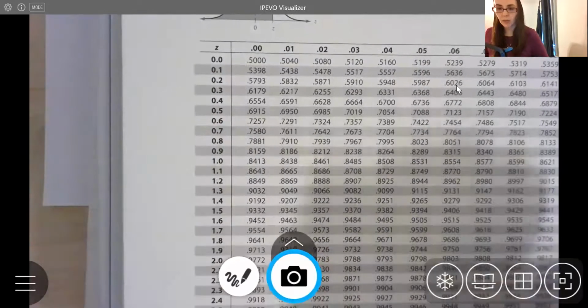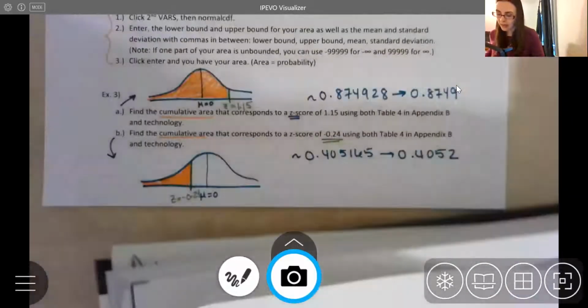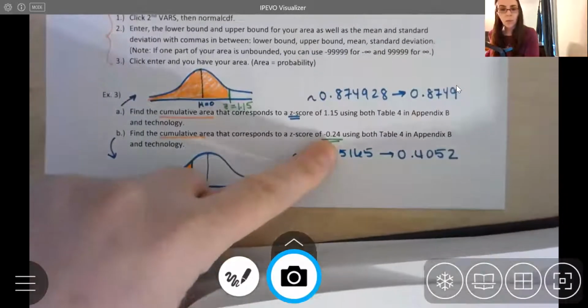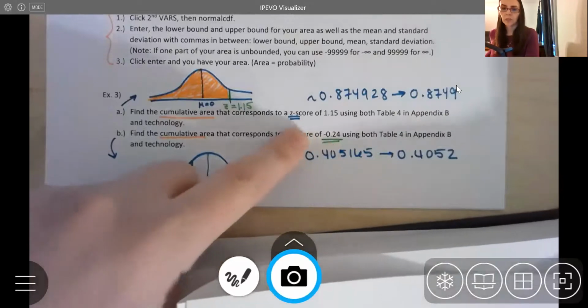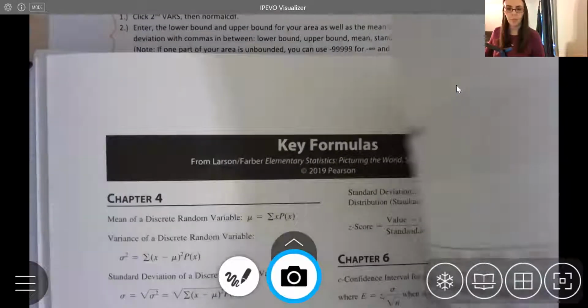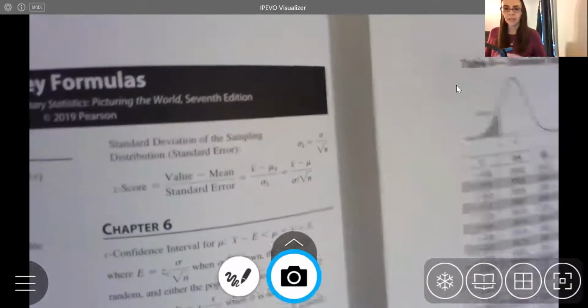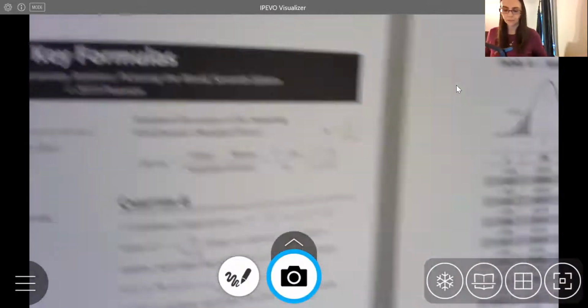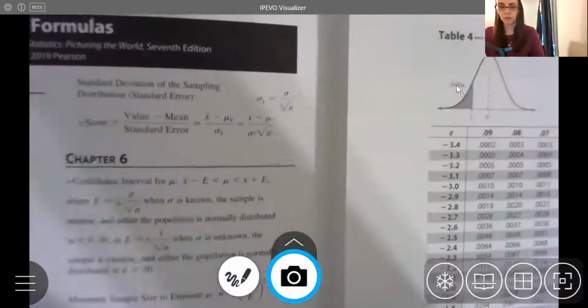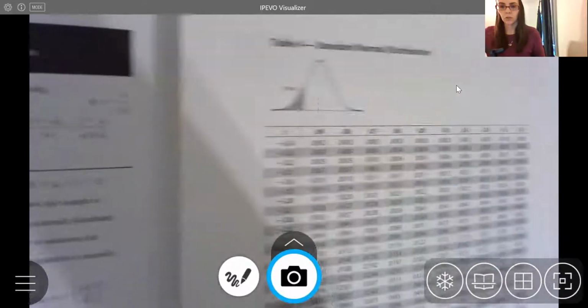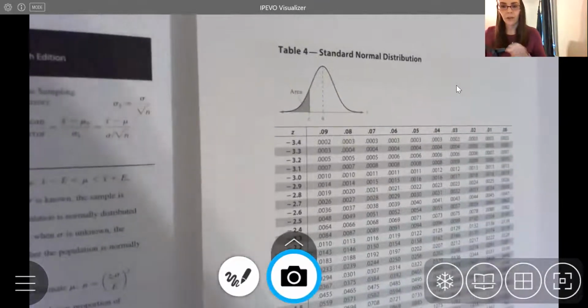All right, so let's do the next one. The next one was negative 0.24. So in your table, again, there's 2 pages, so there's another page here that's for the negatives. Sorry, I'm going to see if I can fix my camera a little bit. All right, so that's a little better.